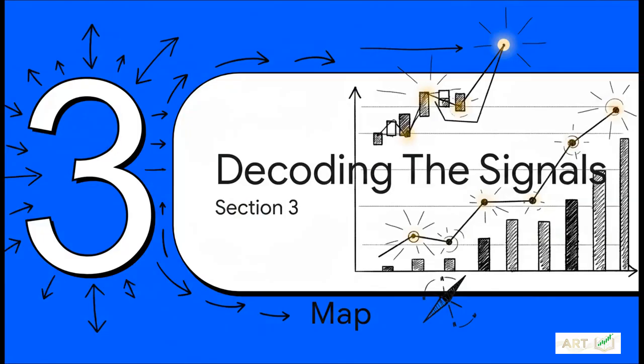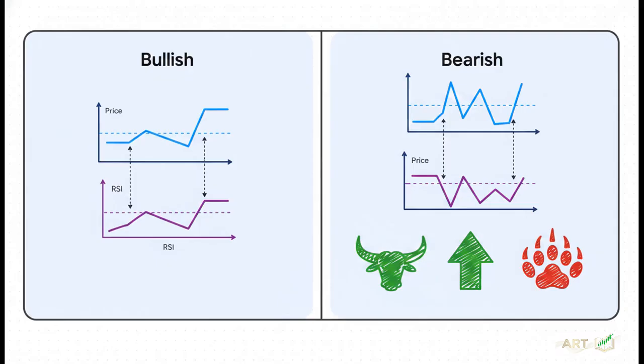Okay, so now that we can actually see the map, it's time to learn how to read the signals that appear on it. And trust me, this is where the strategy really starts to get exciting. Baeyens focuses on these two really powerful types of divergence. He calls them dynamic divergence, or just DD for short. So the bullish signal, or DD+, happens when the price makes a new low, but, and this is the key, the RSI makes a higher low.